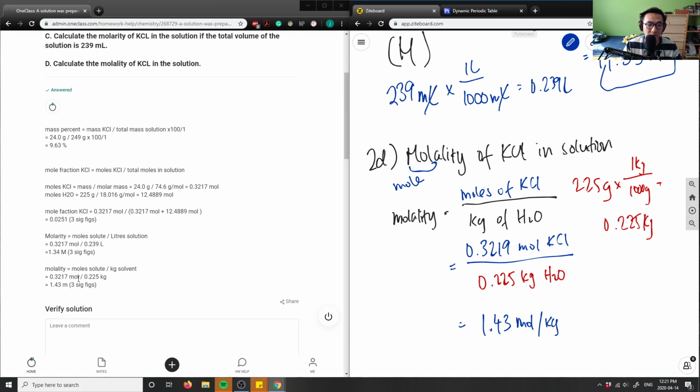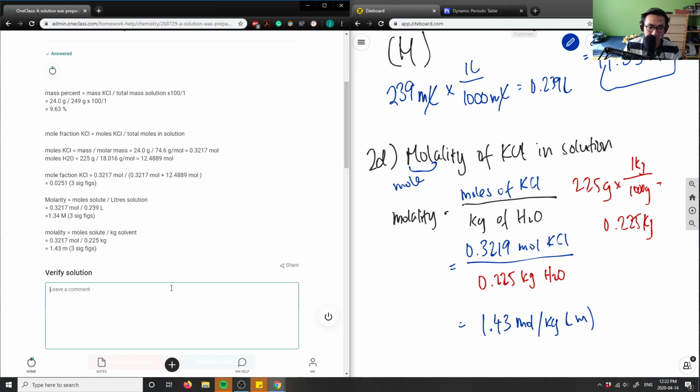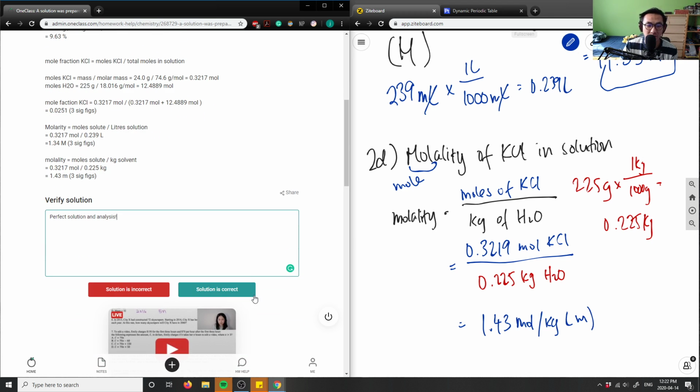So again, same thing here. 0.3217 divided by 0.225, and again, you got 1.43 moles per kilogram, or m here, if you want to use the units here. And so this is a great solution, perfect solution and analysis here. So that's awesome. So that was question 2, by the way.